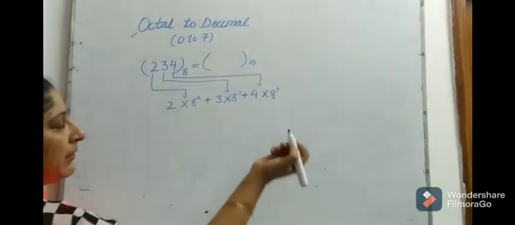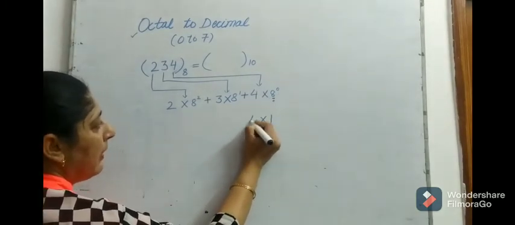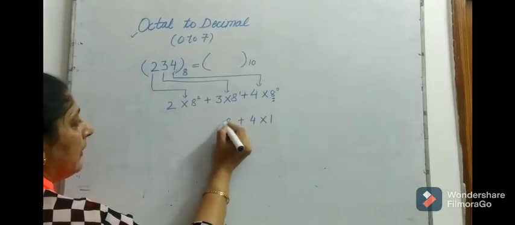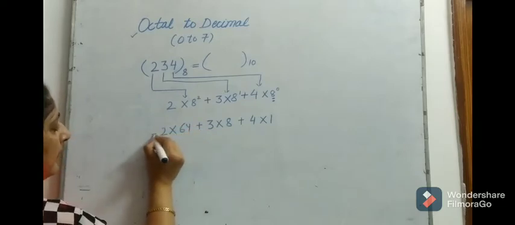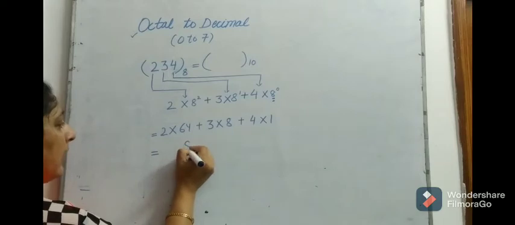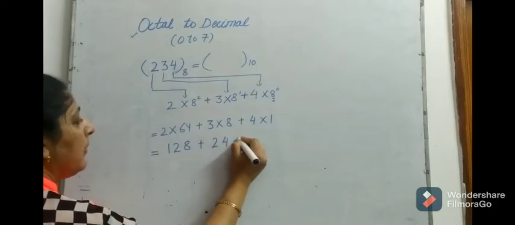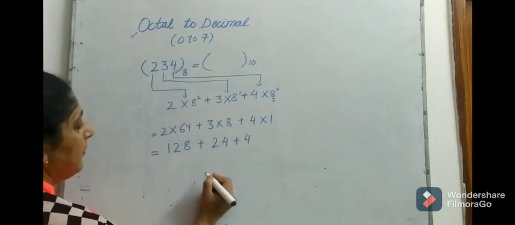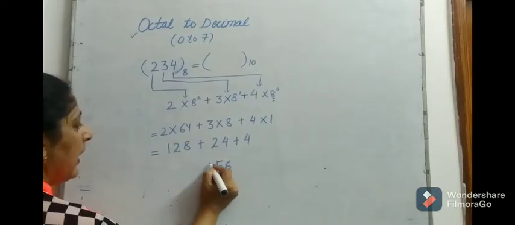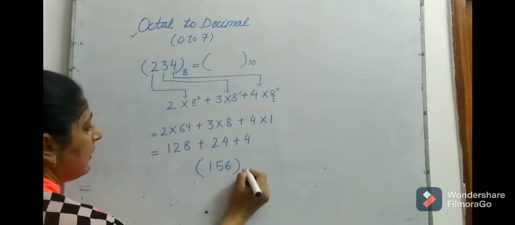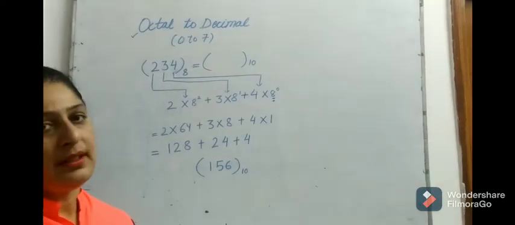As I told you in my previous video also, any constant to the power 0 is always 1. So 1 multiplied by 4, plus 8 multiplied by 3, plus 64 multiplied by 2. Let's multiply and add them. 4 into 1 is 4, 8 threes are 24, plus 4, and 64 twos are 128. So 4 plus 24 plus 128 gives 156. So my conversion to decimal is 156. This is how we convert an octal number to a decimal number.